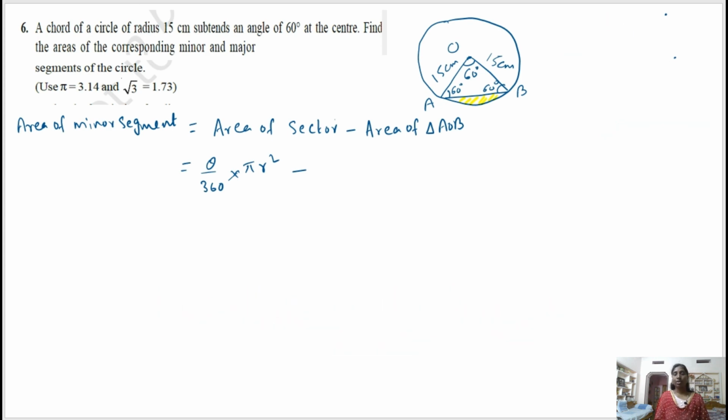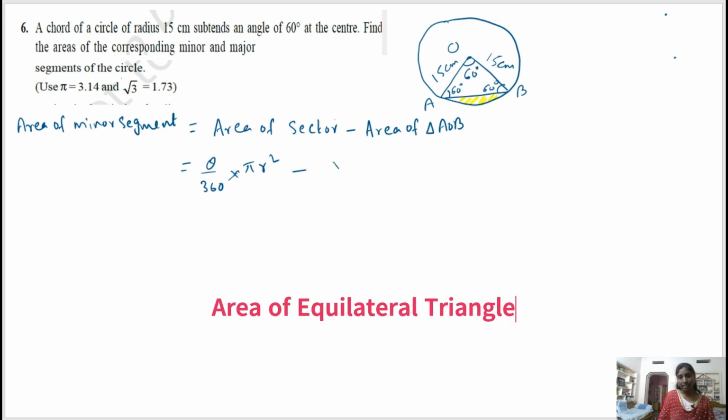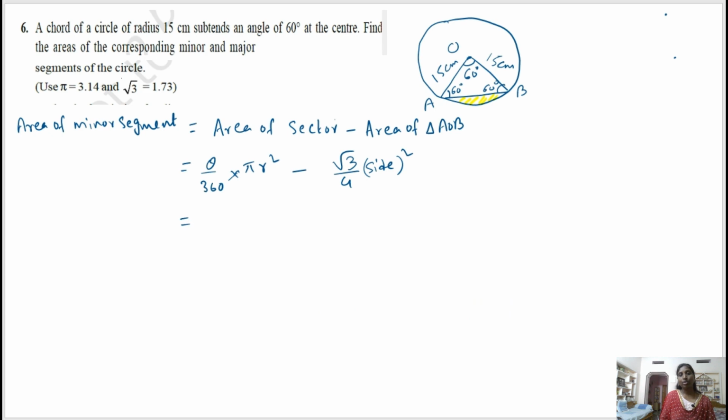So now do you know what is the formula of area of an equilateral triangle? That is root 3 by 4 side square. Now put all the values. Here theta is 60 degree. For sector, what is the theta? 60 degree. So 60 by 360 into, we have to put the value of pi according to the question, 3.14. And what is the radius? 15. So 15 square can be written as 15 into 15 minus.